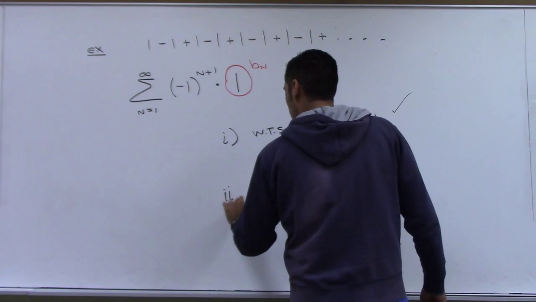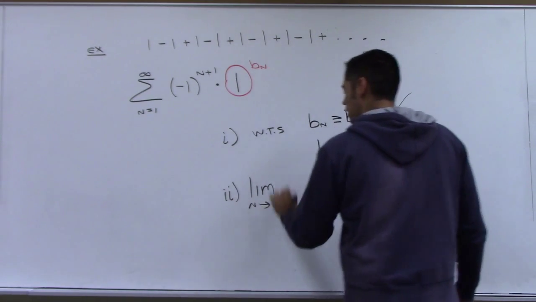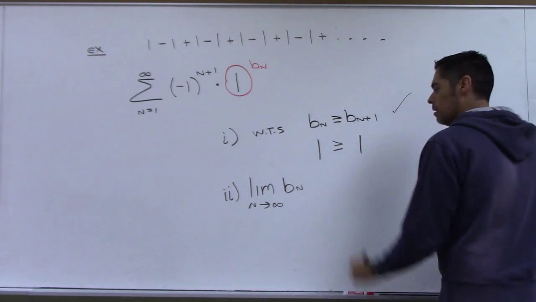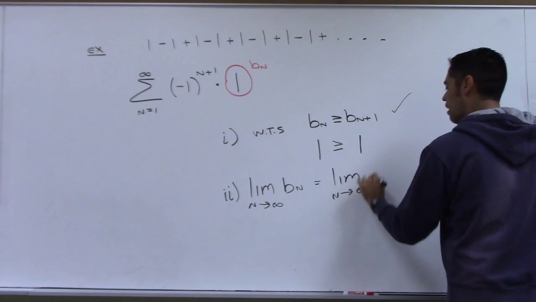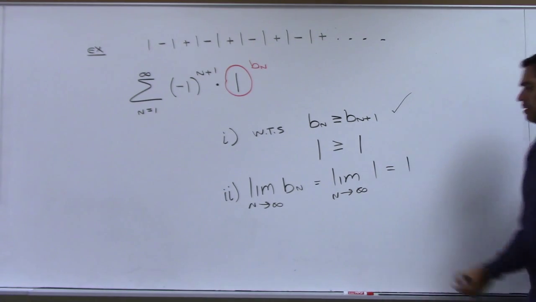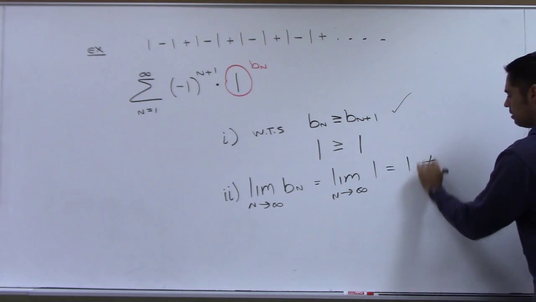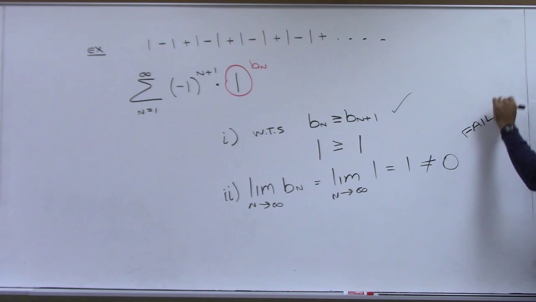Second thing, what's the limit as n goes to infinity of b sub n? Well, that's the limit as n goes to infinity of 1, right? Which is 1, which is not 0. Fails. The alternating series test fails.